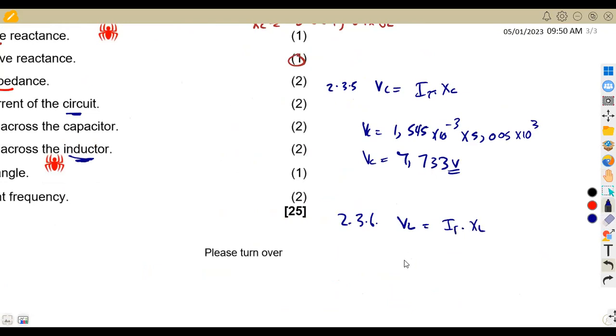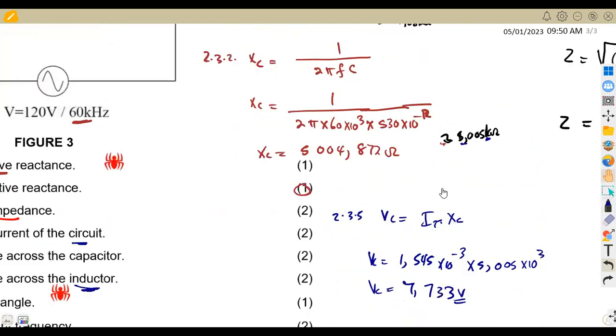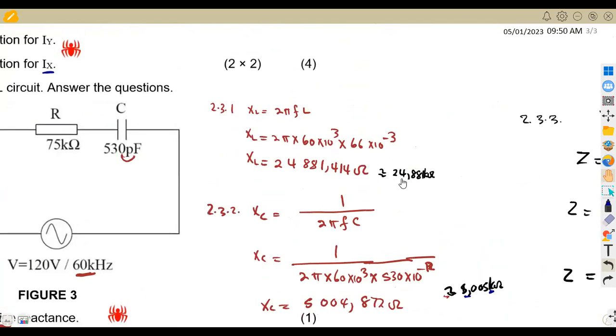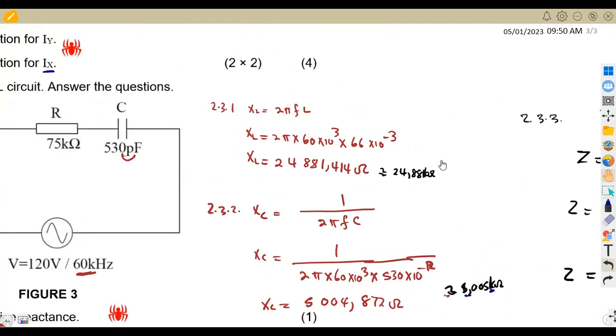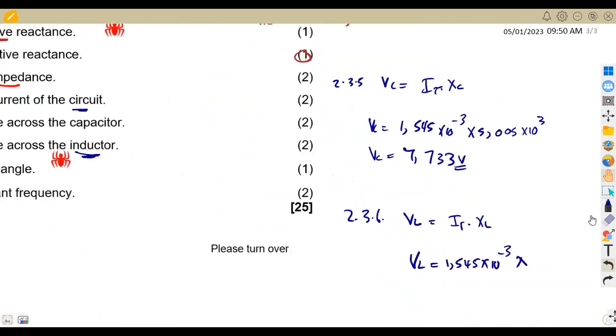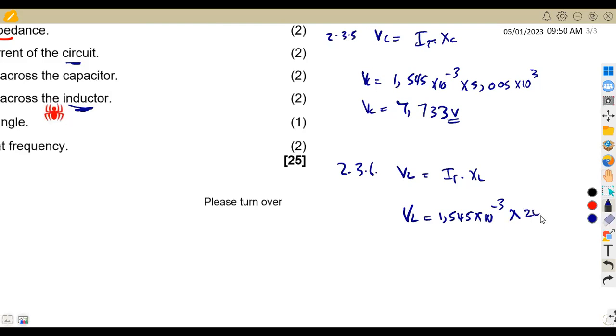So we are going to have the voltage across the inductor as the total current times the inductive reactance. The total current still is not changing, 1,545 times 10 to the exponent of minus 3, times our inductive reactance, which is 24,881 kilo ohms. That's 24,881 times 10 to the exponent of 3. So you're going to have the voltage across the inductor, which is going to be 38,441 volts in this case.